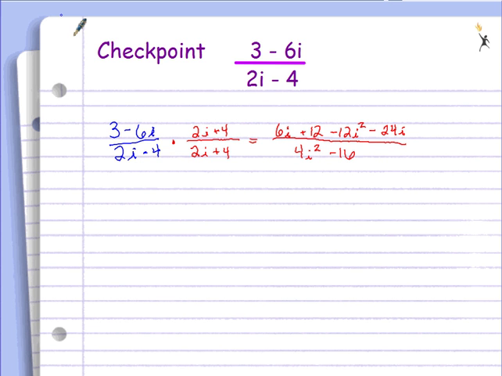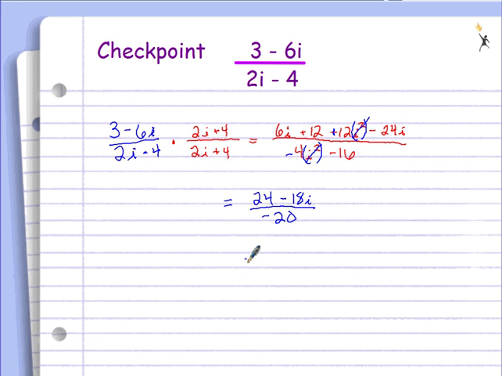Okay, so now combine like terms. Notice that I have an i squared here, which is going to become a negative 1, which basically just changes this to a positive 12. Same thing here. I have an i squared. It's basically going to change this to a negative 4. So combine your like terms. I have a positive 12 and a positive 12, which is going to be a 24. I have a positive 6i and a negative 24i, which is going to be a negative 18i. And then on the bottom, I have a negative 4 and a negative 16, which is a negative 20.